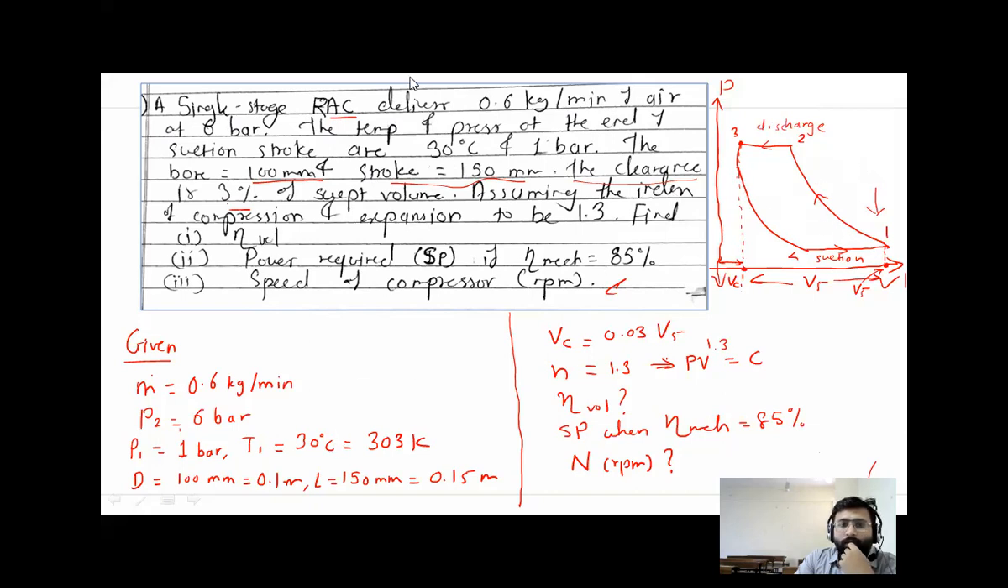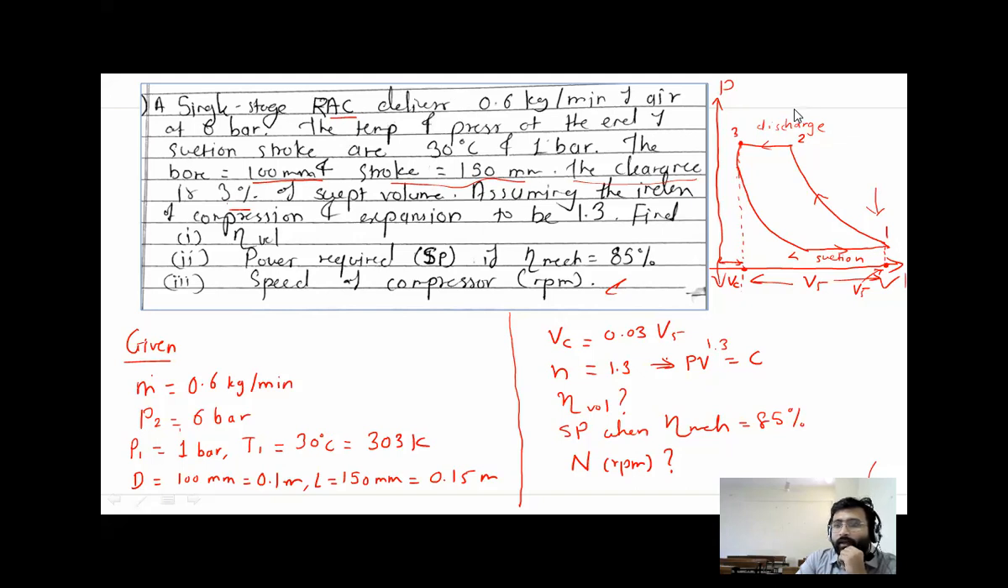Can anybody tell me what is the end of suction stroke? Which point represents end of suction stroke? Point 1. Any other opinion? What is the end of suction stroke? Point 2.